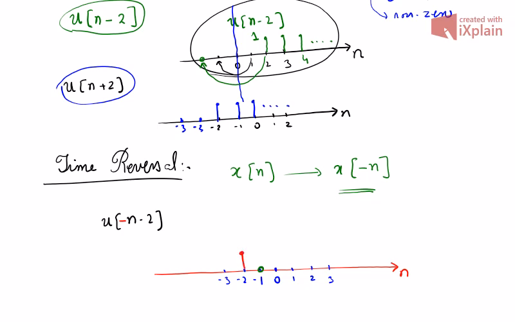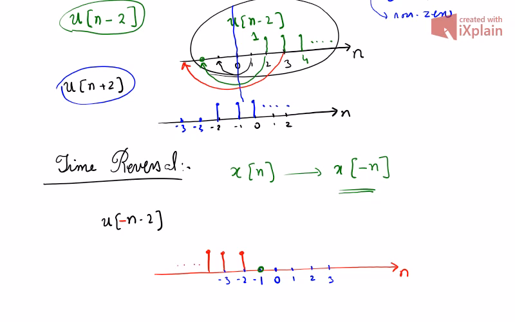Similarly, whatever is at 3 would appear at minus 3. Whatever is at 3 would appear at minus 3, and so on. So this would be your signal.